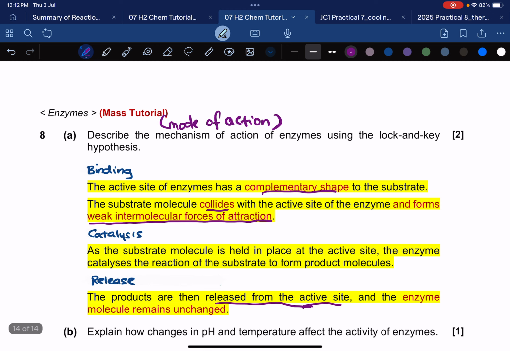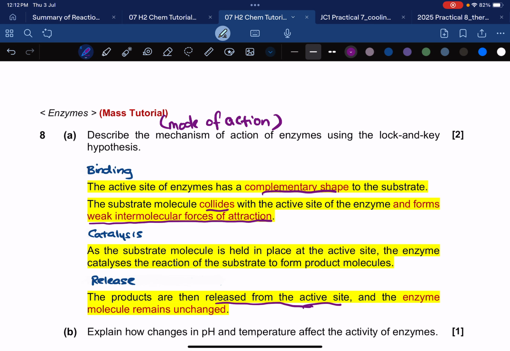In part B, we want to explain how changes in pH and temperature affect the activities of the enzymes. Now, we know that enzymes work in a very specific manner because they have active sites of a certain shape that will complement the substrate.